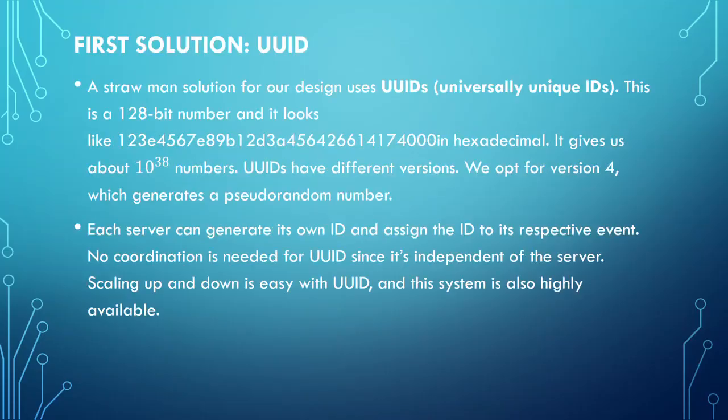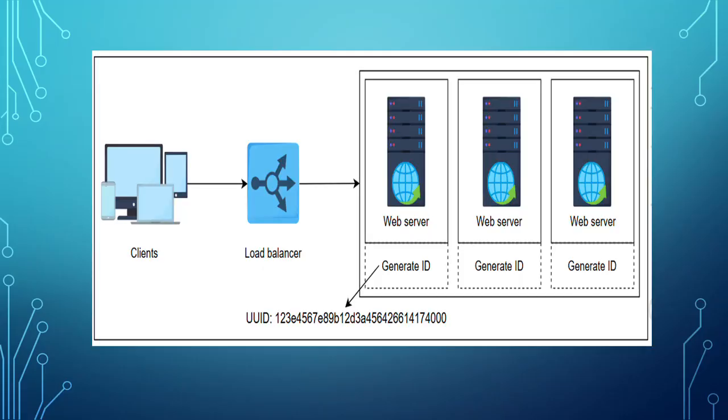So the first solution: UUID. What is a UUID? UUID stands for universally unique ID. This is a starter solution, so we will start from here and see how we can improve it. It is a 128-bit unique ID generator, and this is how it looks. It gives us 10 to the power 38 IDs, provides each request a unique ID, is independent of the service, and is scalable. So this is a basic unique ID generator which gives us a UUID.